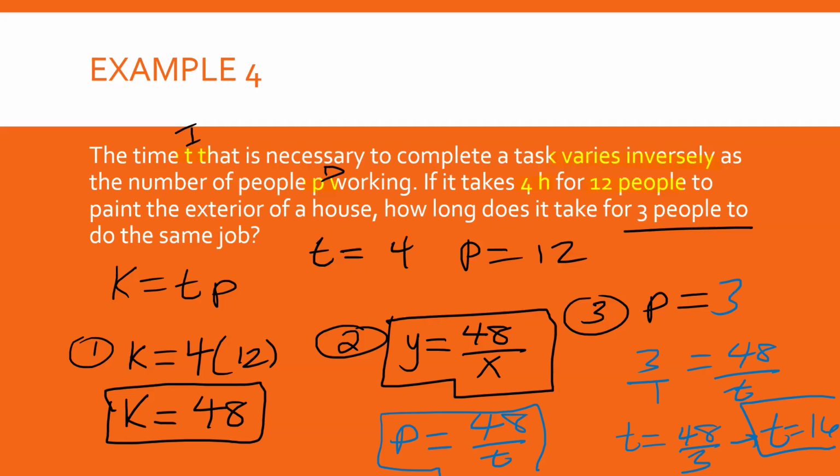All right. Do you understand the 3 steps that we went through correctly? Make sure you have what you're solving for correct. If not, let me know. So step 1, we found our K. Step 2, we wrote our equation. Step 3, we solved for what was unknown. Okay?